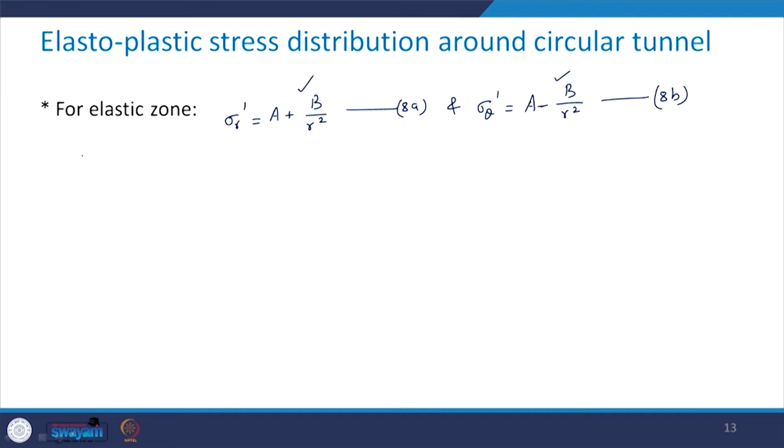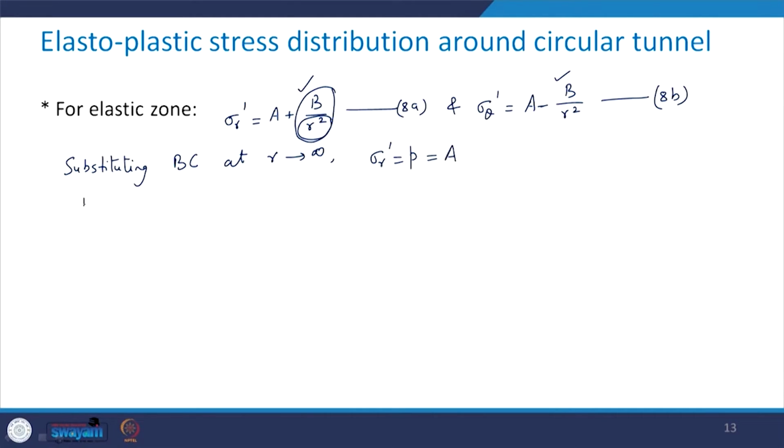Now, we substitute the boundary condition at r tending to infinity. What is that condition? We have written sigma r prime is equal to p. So, when r is tending to infinity, this term B upon r square will tend to 0. Therefore, this will become equal to A.